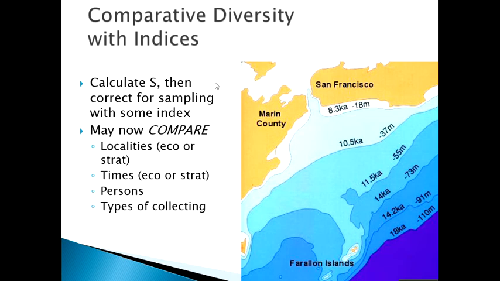So when you do these things, you can calculate your S, then all these sampling indexes, and now we can compare localities around the world, different times, either sort of an ecologist would do different times in, say, a different season or times of the day. Paleontologists would use different stratigraphic times. You can compare the collection effort of different persons. You can examine different types of collecting. So many things can be quantified by using these indices in this way.